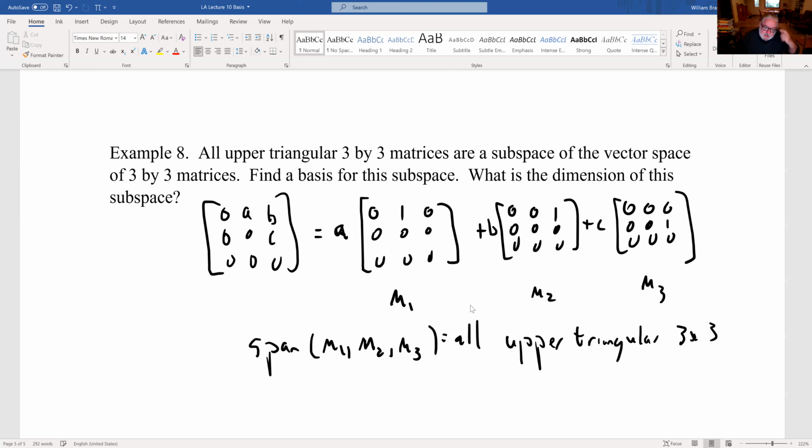Are they linearly independent? Well, yeah, because a constant times M1 plus a constant times M2, for example, you can't write M1 and M2 as linear combinations of each other because the ones are in different places. So they are linearly independent. So it is a basis. And it's a three-dimensional subspace because we've got these three matrices as the basis.